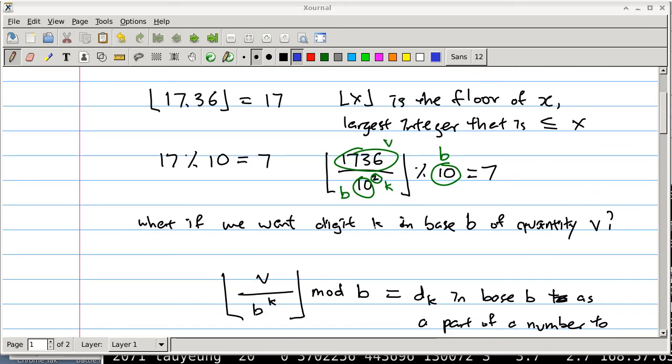This is abstraction. I start off with a very concrete value, 1,736, and I said I just want the 7 back. This is concrete. Nobody can argue, this operation will get me the 7. But once I have this concrete example, I turn it into one single expression, and then I ask, given this, can I make it generalized? Yes: V goes here, B goes here and here, K goes here. Now I have a generalized expression to get me a digit in a particular base, when I need a number to represent a particular value.